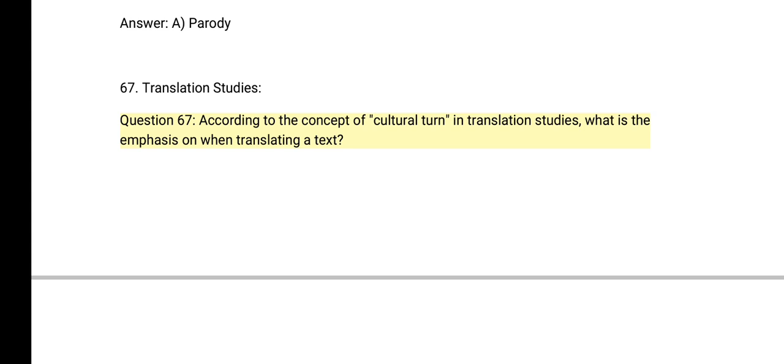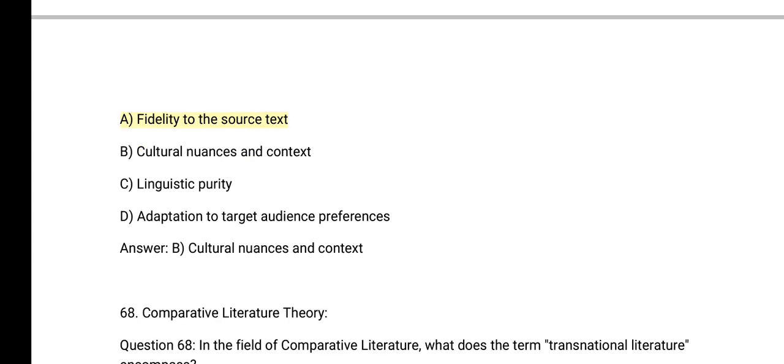67. Translation studies. Question 67. According to the concept of cultural turn in translation studies, what is the emphasis on when translating a text? A. Fidelity to the source text. B. Cultural nuances and context. C. Linguistic purity. D. Adaptation to target audience preferences. Answer. B. Cultural nuances and context.